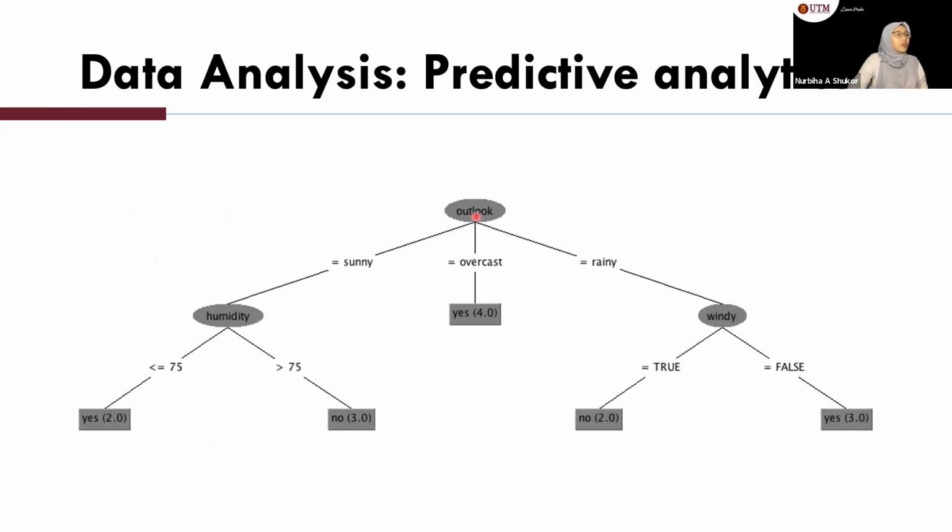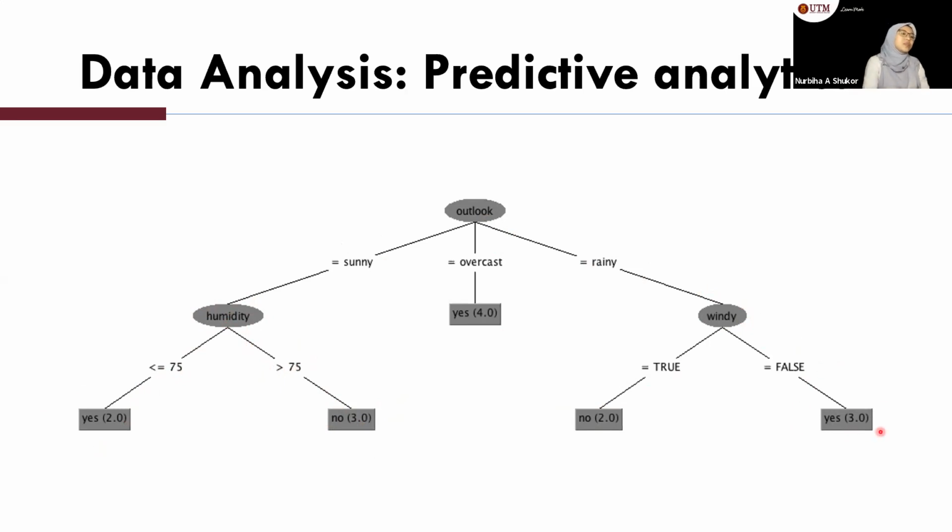Okay, if the weather is sunny, and the humidity is more than 75, then I should not go out and play. No, it says no. But if it is sunny and the humidity is less than or equal to 75, then I should go out and play. Macam tu. Kalau it is rainy and windy, which is true, then I should not go out and play. Kalau it is rainy but not windy, then I should go out and play.